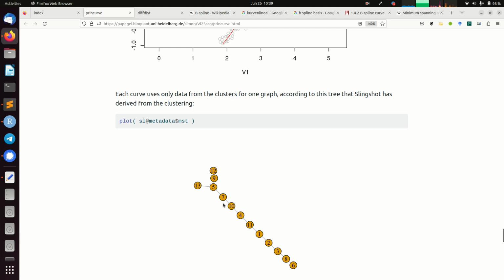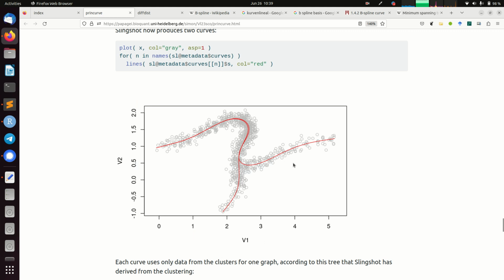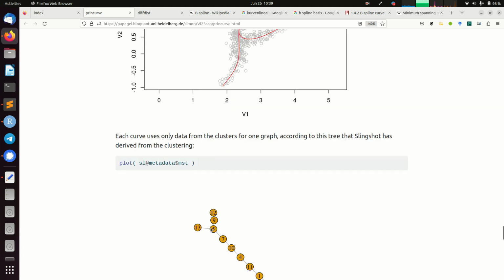And in order to get this, all that it has to do is first run principal curve on all cells except for those in 13, and then run principal curve on all cells except for those in 12 and 9, and then it gets these two curves. It makes a slight improvement here in terms of cluster 5, which is joined by both of them.